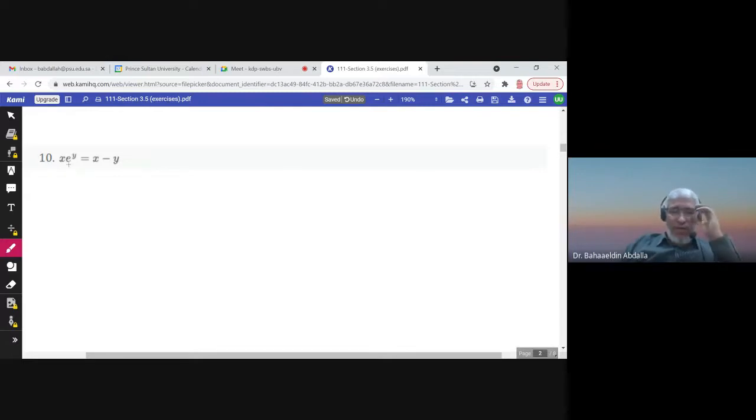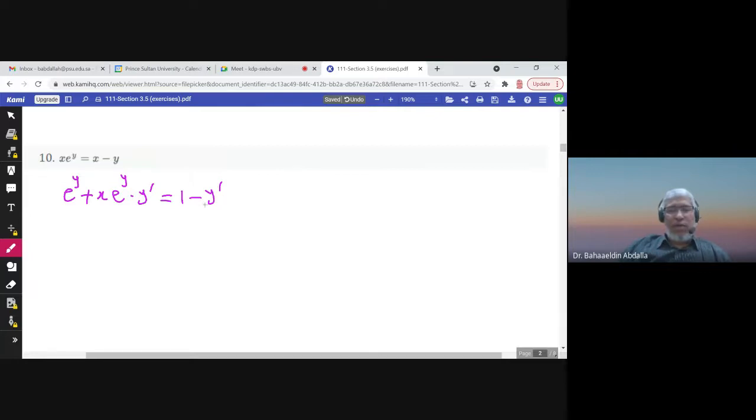The derivative of the left-hand side, I have a product function. Derivative of x is 1 times e to the power y plus x times the derivative of e to the power y, which is e to the power y times y prime, the derivative of the inner function, because y is a function of x. Equals derivative of x is 1, derivative of y is y prime.